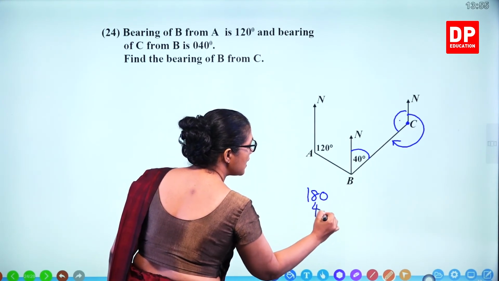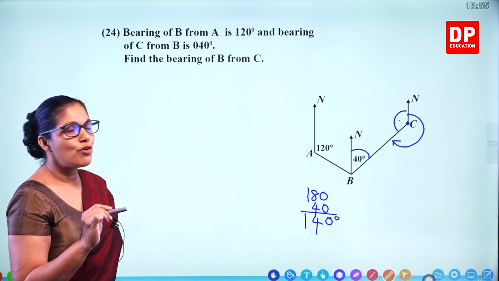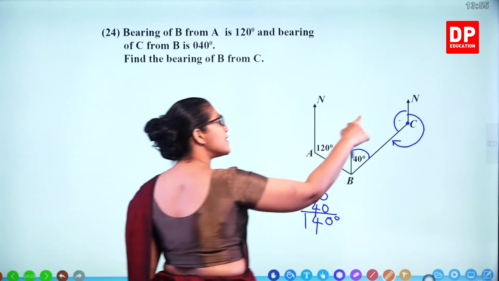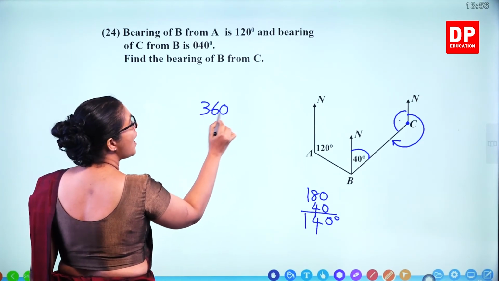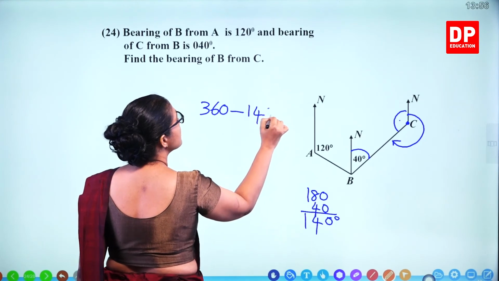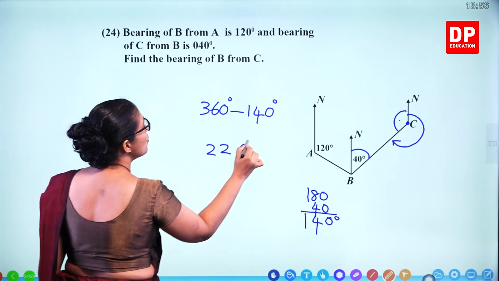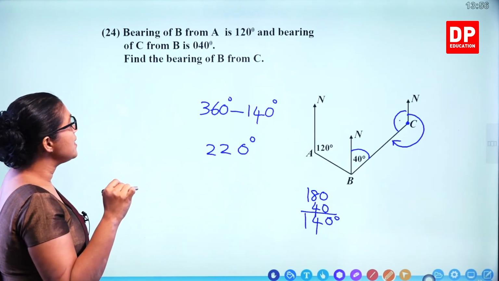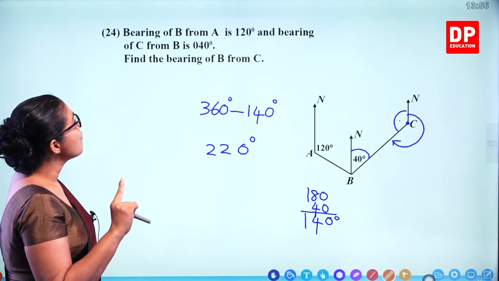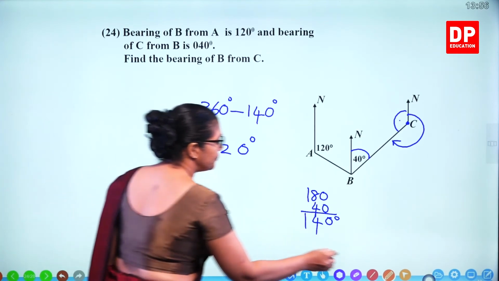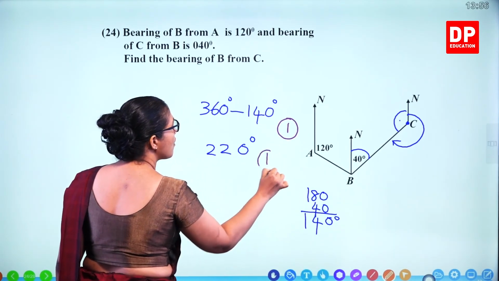180 minus 40. What's the method? Allied angles add up to 180. So if this is 140, what is this angle? 360 minus 140. So what's the bearing? You get 0, 2, 2. So 220 is the angle, the bearing of B from C. So 2 marks. 1 mark for the method and 1 mark for the answer.